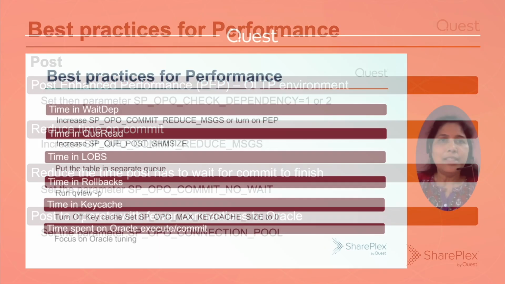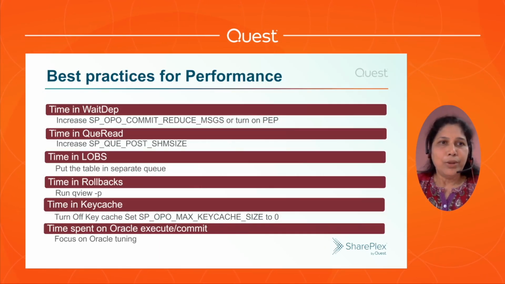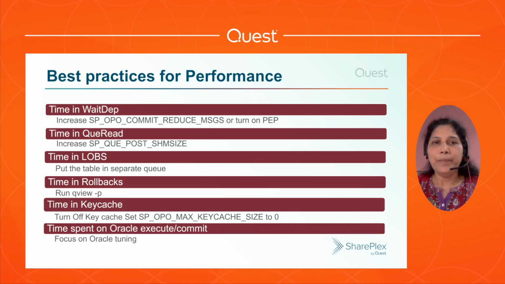Now, when you run the trace for the post, and when you check the CSV or the trace file, you see the time in wait depth is high. At that point, you want to increase SPOPO commit reduce messages or turn on PEP. If you think that time in queue read is high, you would increase SPQ post shim size. This is a memory parameter, so use caution, because if you have 10 post queues, this parameter would be applied for each of the post queues. So you just want to check your memory before you set this parameter.